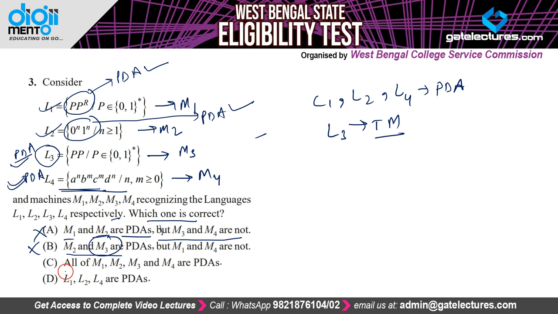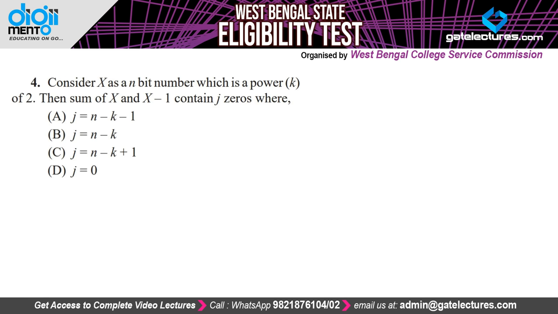Option C is saying all of M1, M2, M3, M4 are PDAs, which is also wrong because for language L3 we cannot create one. But option D is correct, which says that for languages L1, L2 and L4 a pushdown automata does exist.